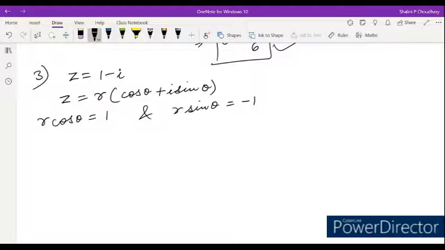Okay, and this one we can see that. And what will be the value of r? So we can find out the value of r.